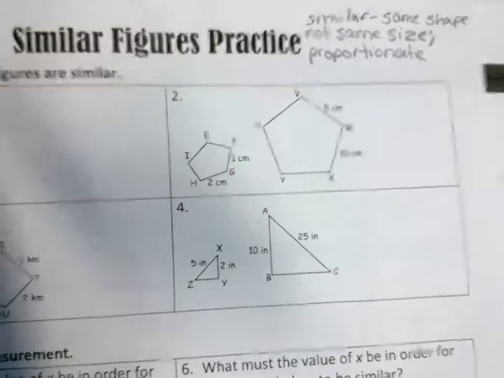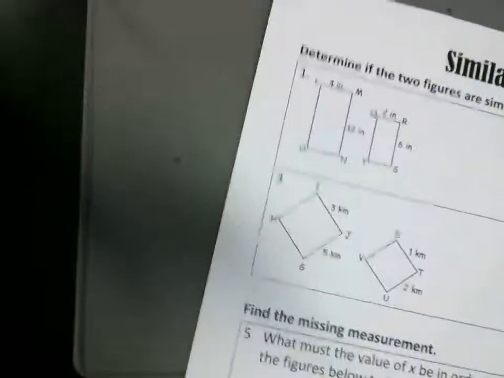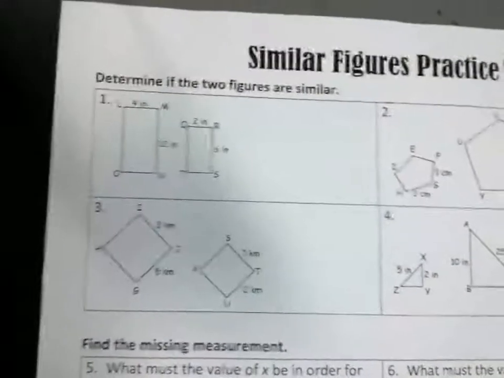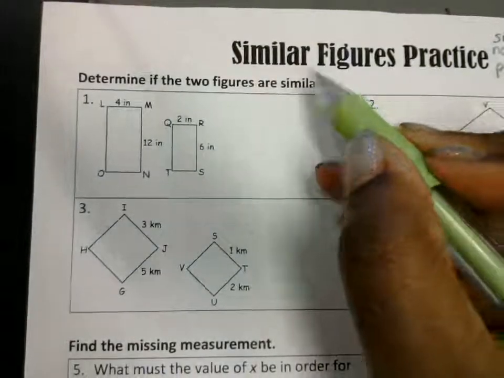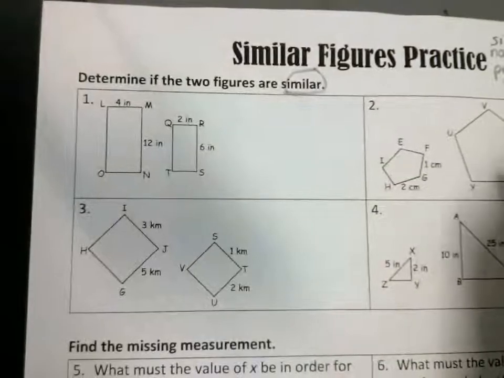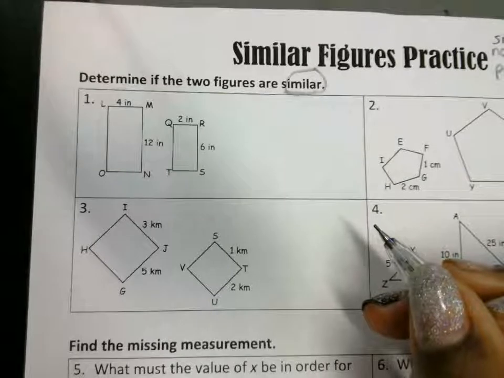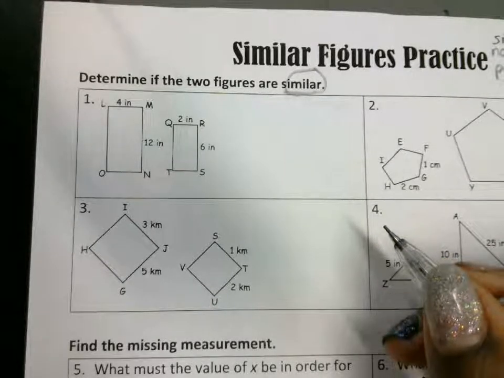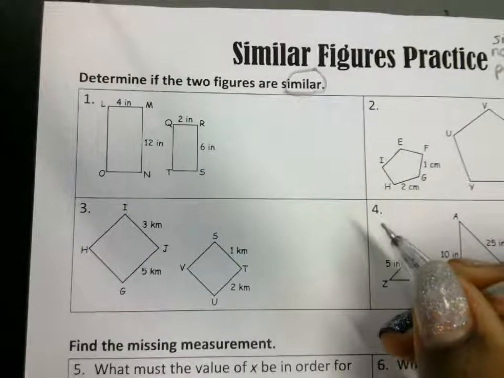All right. We're going to do a couple together, and I'm going to give you the rest to do on your own. We have two sections that we're going to do like that. In this first section, we're going to determine if the two figures that are shown are similar. That means that they are also proportionate. So we're going to write this as a proportion. And if both sides of the proportion are equal to each other, then we're going to say, yes, these figures are similar.